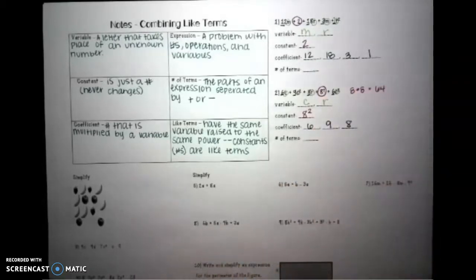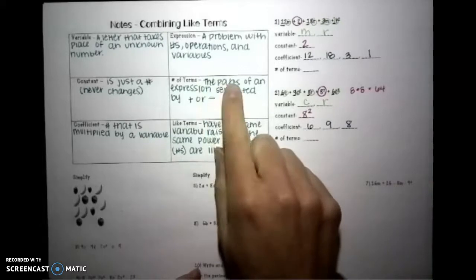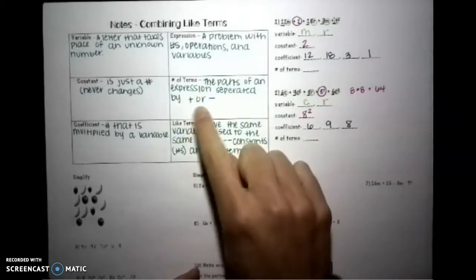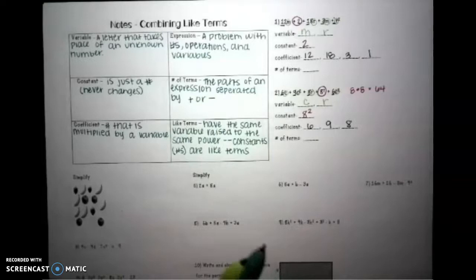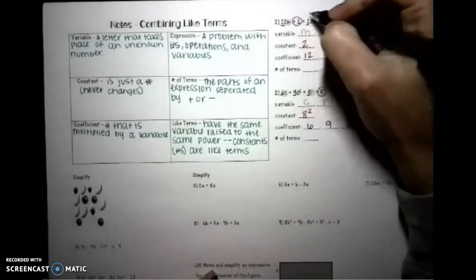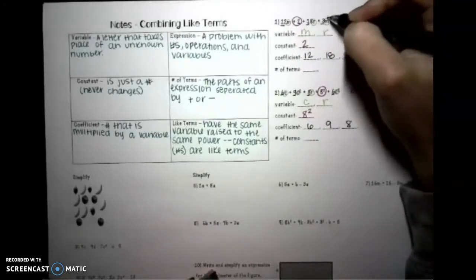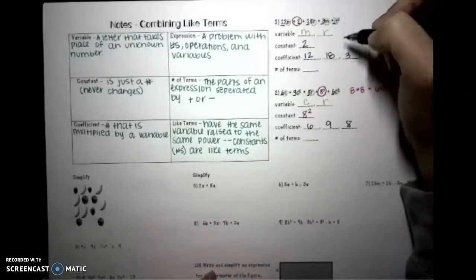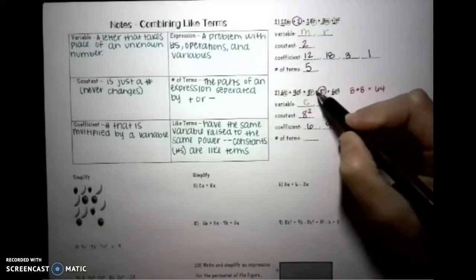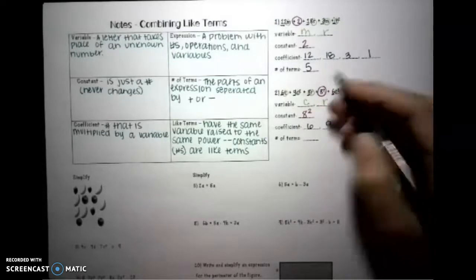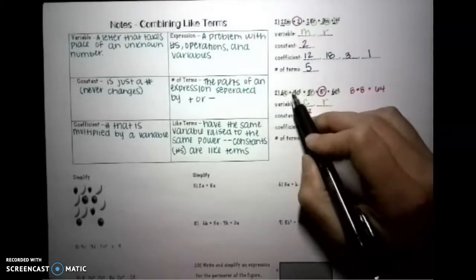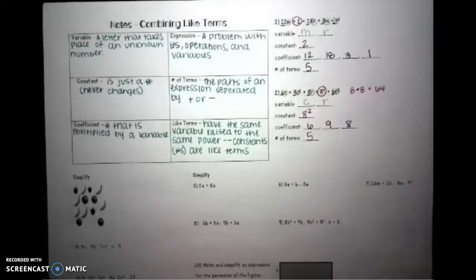So now let's talk about number of terms. Okay, so the number of terms are the parts of an expression separated by a plus or minus. So we're going to look at the number of terms. For this one, being separated, I have 1, 2, 3, 4, 5. Everything that's in between the plus or minus. So I have 5 terms here. And in this problem, I have 1, 2, 3, 4, 5. So I also have 5. Anything that's being separated by the plus or minuses.